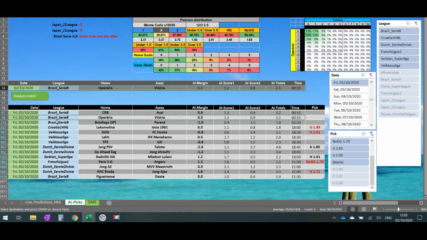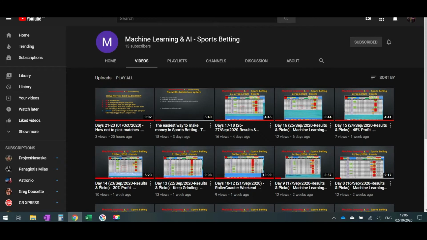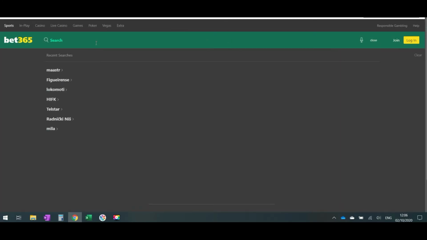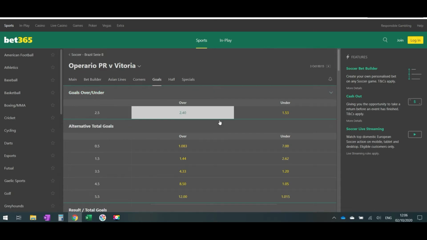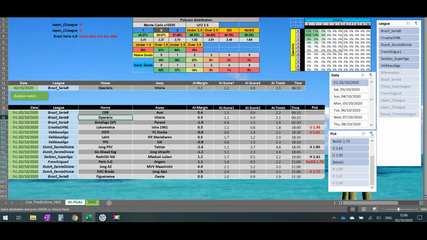It's Operário against Vitória in Brazilian Serie B. We see that we have an indicator over here, which is over 65, under 2.5 goals. So let's try and see if we can bet or not. If we just copy this name, Operário, and go to Bet365, we write the name Operário over here, go inside the game, and try to find under 2.5 goals. We see that we have 1.53. If we go back to our prediction software, we see that it's 1.52, 65%.